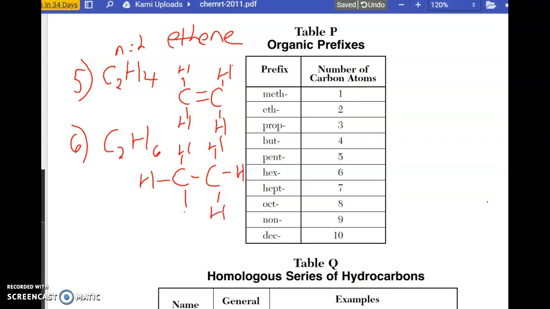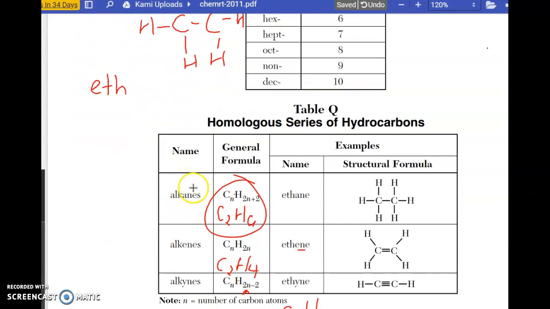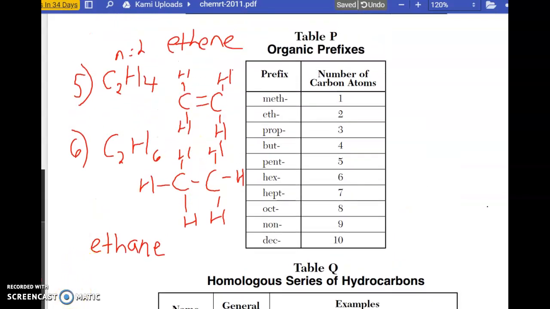And let's go through naming this. We have 2 carbons, so we know that our prefix is eth. And we know that there are single bonds between the carbons, so the ending is going to be ane. So this is ethane. And there we have it.